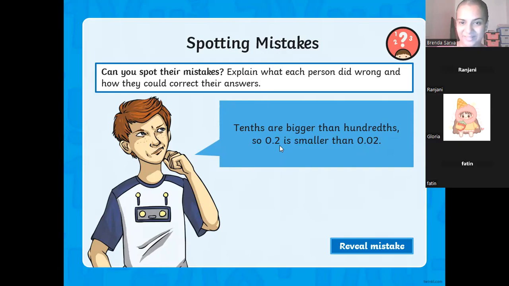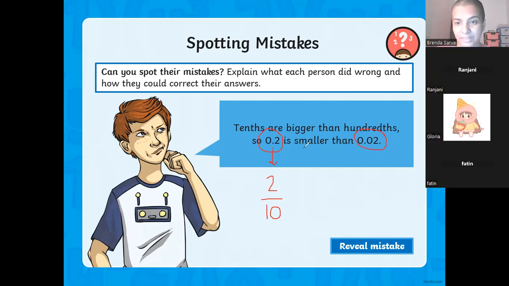Fatin, how about you? I think this part you all are correct. Okay. Fatin, what's your answer? We just want to now compare 0.2 and 0.02. Now, Gloria, can you tell me what is 0.2 as a fraction? You can unmute or you can, okay, good. Thank you. I saw your answer, 2/10. Good. 2/10, huh? All right.